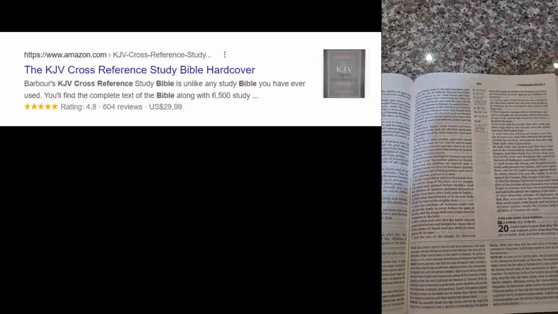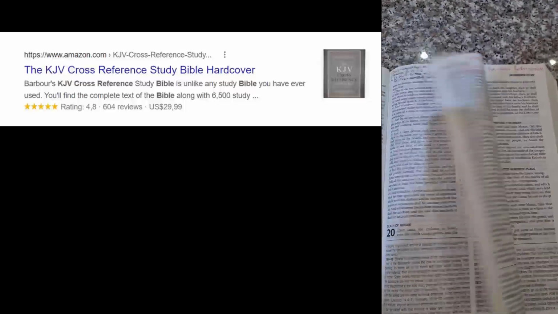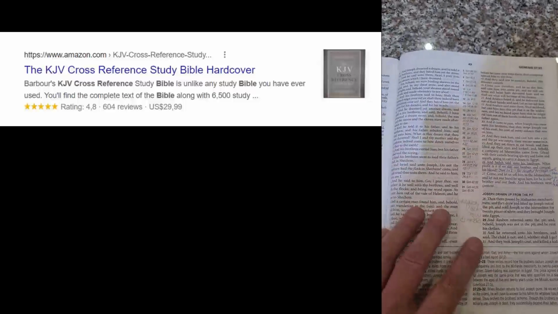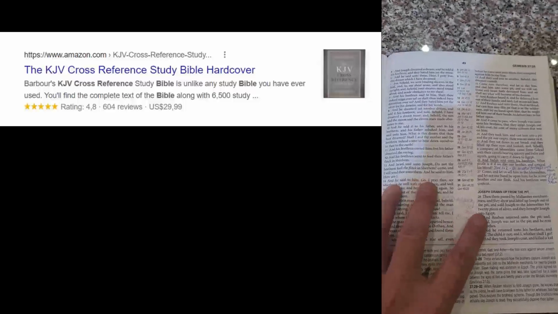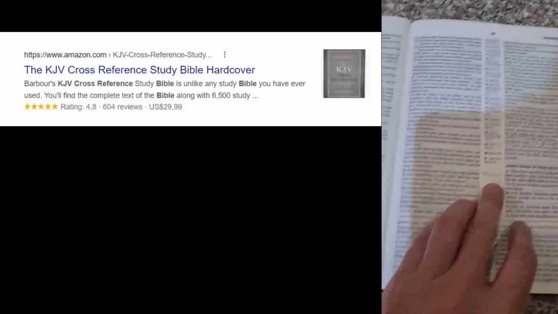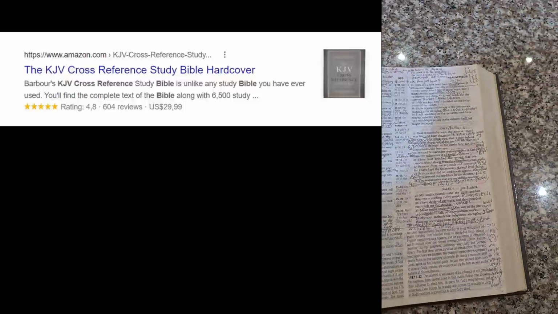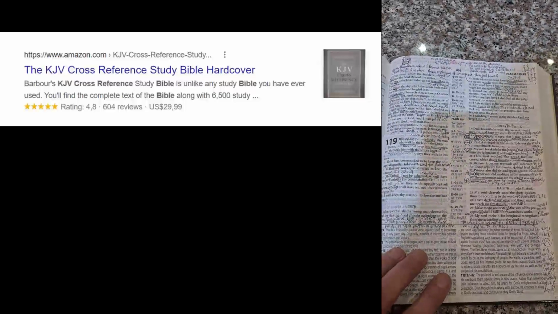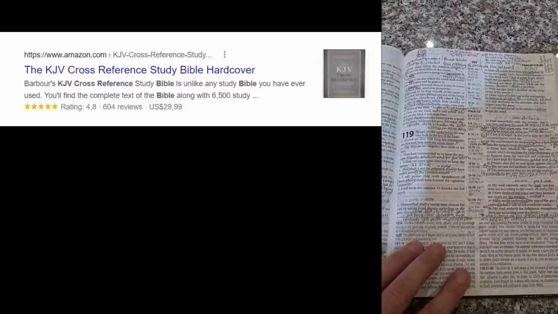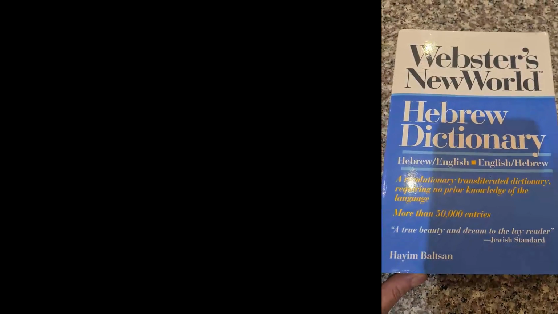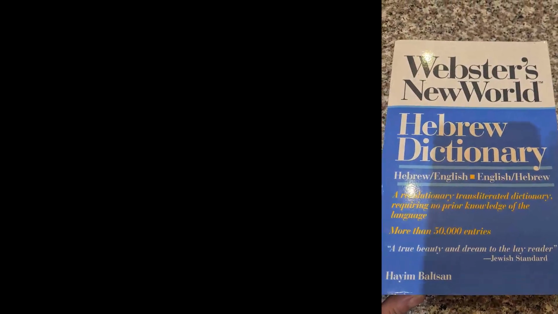And as far as possible, I also add quite a lot of cross-references. I would love to be able to write this Bible out from beginning to end and add all the other cross-references I have. But yeah, the King James version with cross-references does help me a lot in my research as well. Then it's always a good idea to have a nice Hebrew dictionary.